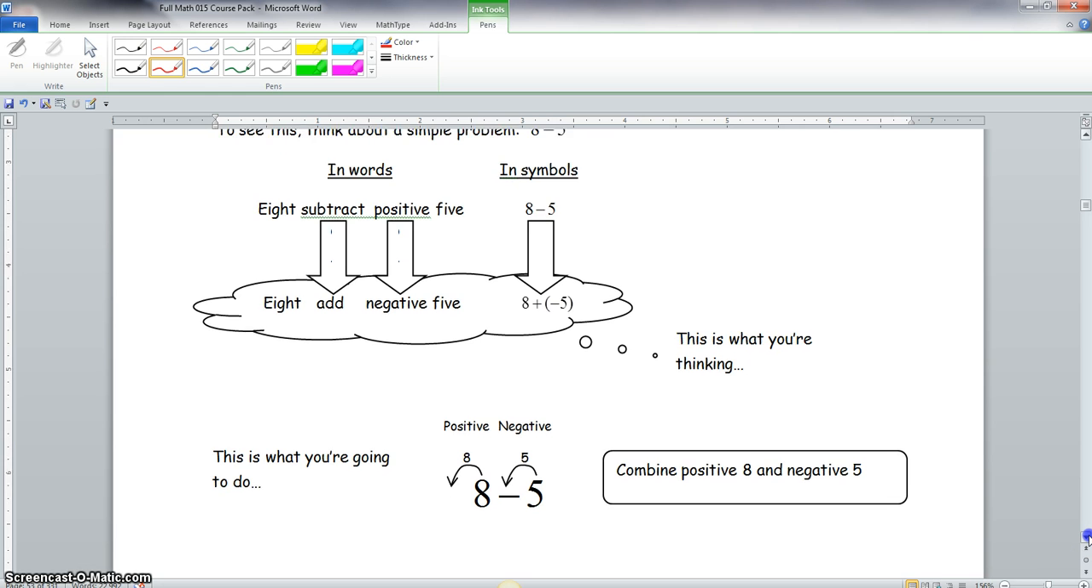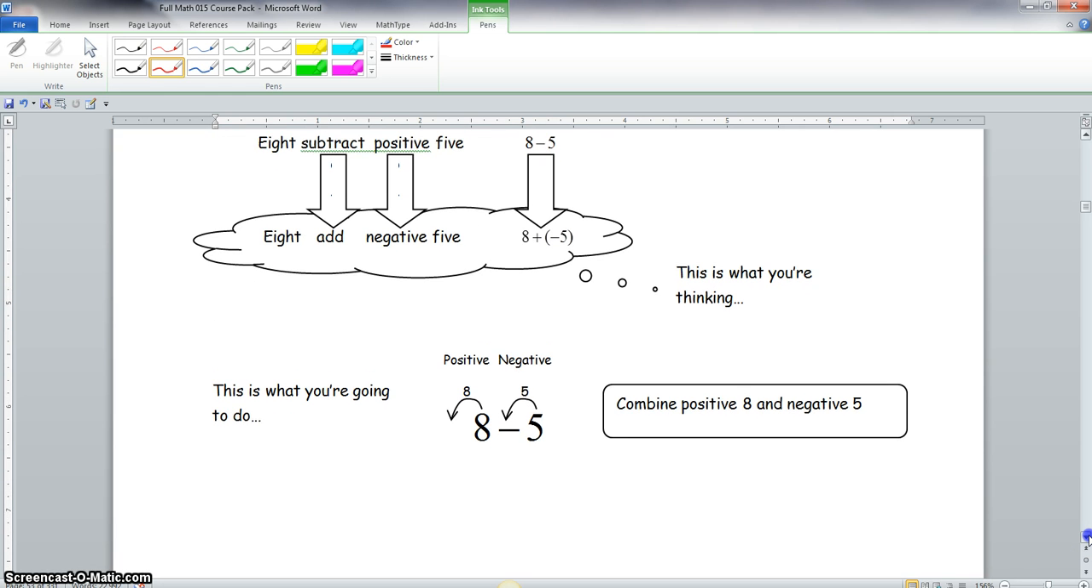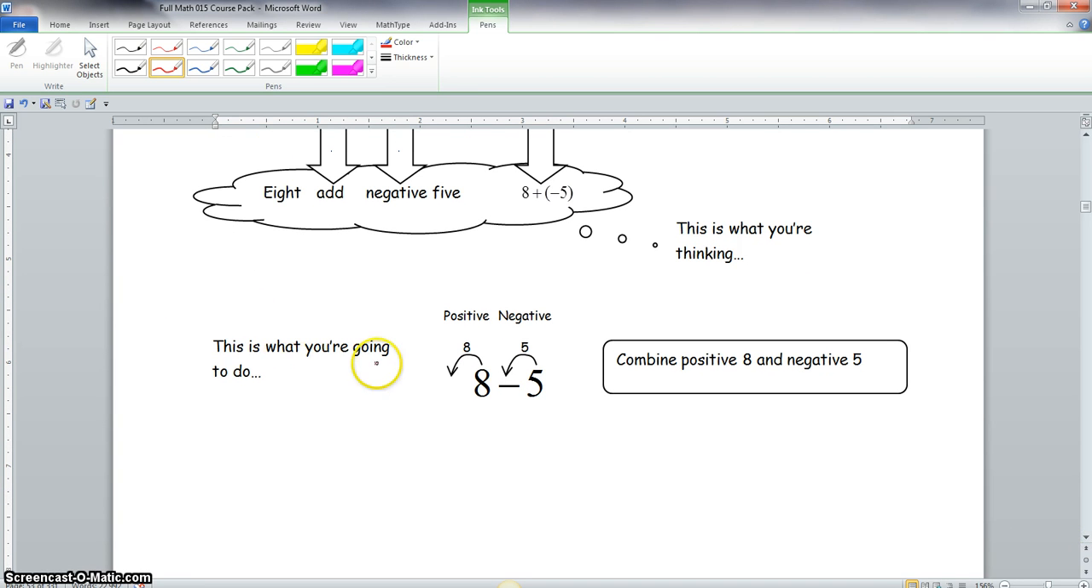Now, we scroll down here. This is what you're doing. We have 8, which is positive, and we have this minus 5. So we know this minus 5, when we write it as 8 plus a negative 5, we could look at this minus 5 as just being a negative 5. So 8 plus a negative 5, we know is 3.